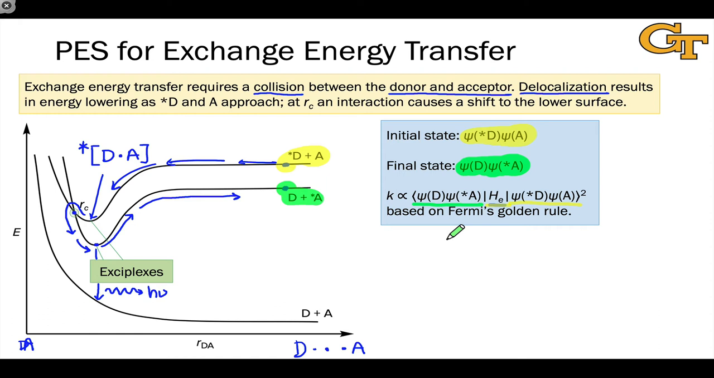One thing that's worth saying right off the bat concerns singlet and triplet energy transfer under the exchange mechanism. Because of this idea, singlet to triplet or triplet to singlet exchange energy transfer is forbidden at zero order, since there is no overlap between the singlet and triplet wave functions. They're orthogonal.